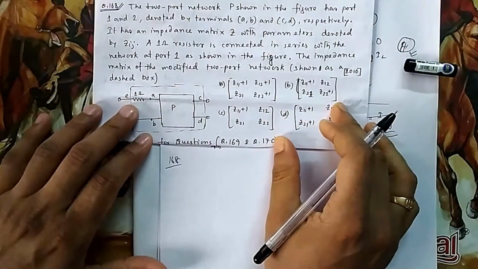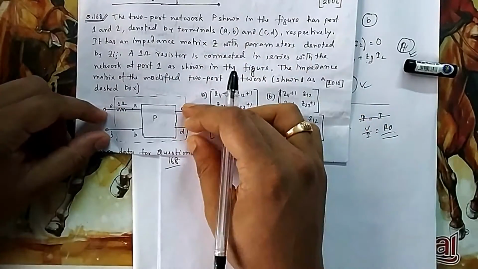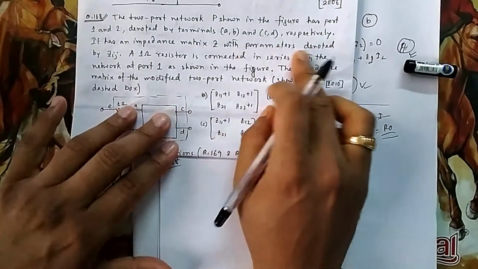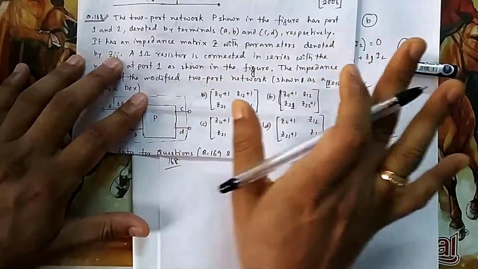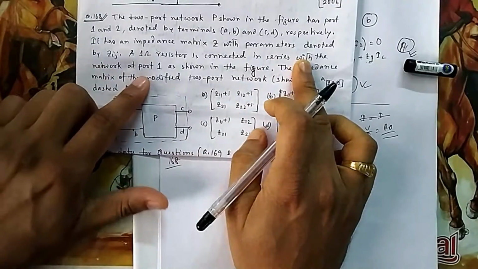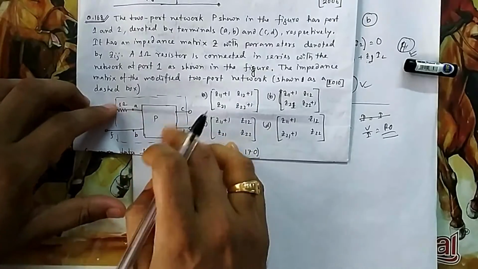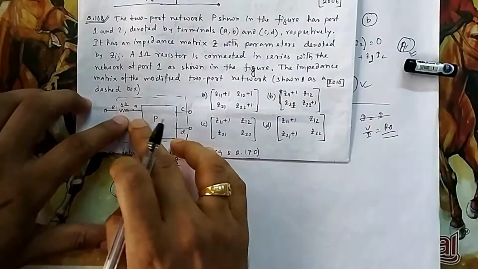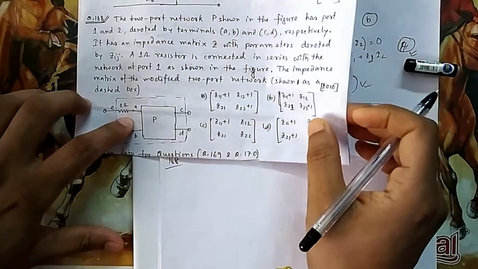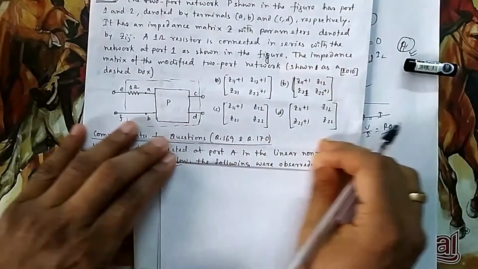Now in question number 168, what they are asking here: the 2-port network shown in the figure has ports 1 and 2. This AB is one port, CD is another port. It has an impedance matrix Z with parameters Z11, Z12, the normal conventional parameters. A 1 ohm resistance is connected extra now in series with the network at port 1. The impedance matrix is modified because it will now be one 2-port network and another 2-port network, both connected in cascade. This is not series. In case of cascade, the ABCD parameters get multiplied. I think you know all this. So what will be the modified impedance matrix?